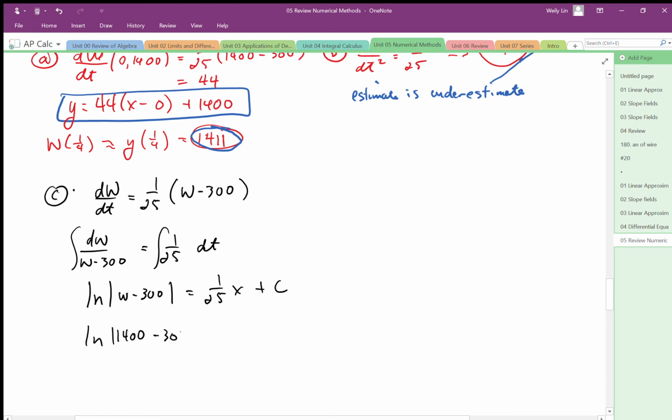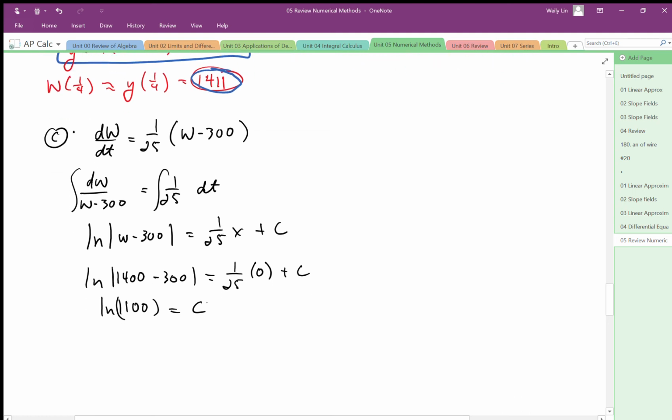So notice that there's times where I've waited to solve for C. I can sometimes solve for C right away, depending on the equation. Sometimes it's easier just to plug it in and solve for C early. Sometimes it's easier to find it later. Neither is right or wrong. So t is 0, W is 1,400. When I solve for C, I get log of 1100, and that's going to be equal to C. I probably should have waited to solve for C, but that's okay.